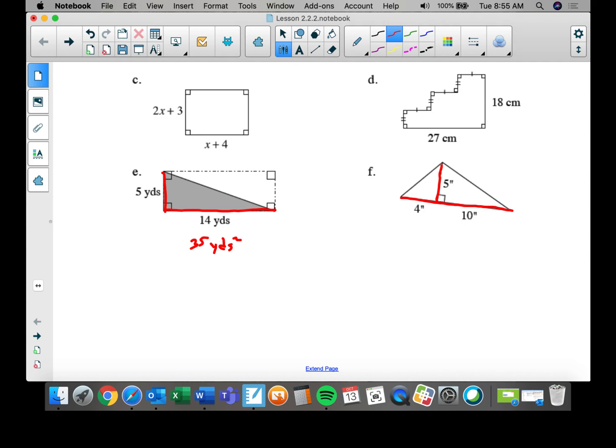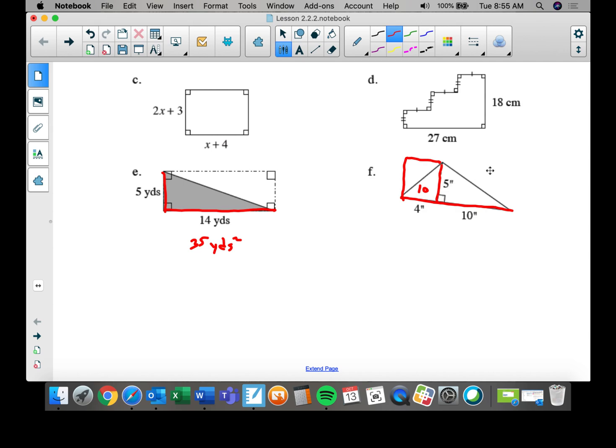Now let's say I use the same idea over here. I can turn this triangle into a rectangle, and now I've got a 4 by 5 rectangle that I can find half of. 4 times 5 is 20, and half of that means this triangle has an area of 10 square inches. That's what those 2 dashes mean, by the way. Those are units for inches.